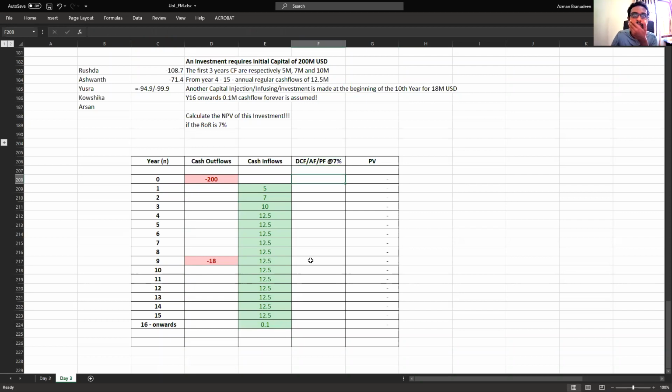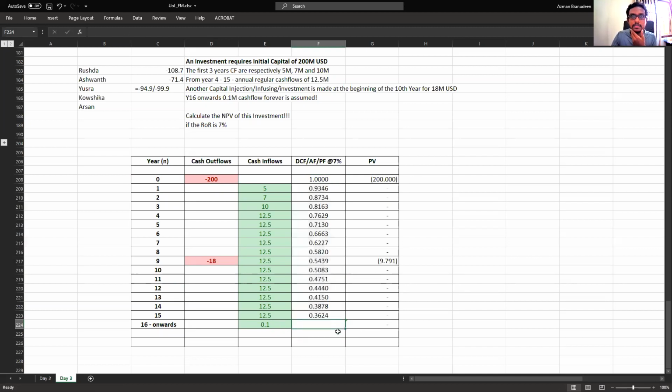Okay. Now let's calculate the discounting factors. Equals 1 divided by 1 plus R, where R is 7%, to the power N. So this will be, okay, right.